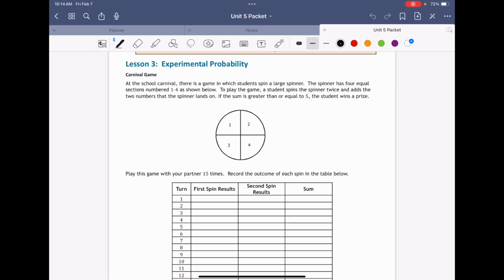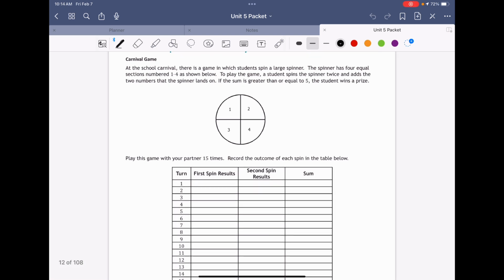You can grab a paper clip and set it up just like we did in lesson 1, and spin the spinner. You're going to spin the spinner 15 times and record the outcomes. You spin once and then twice, add those two values up, and then go to the second turn. The goal is that if the sum is greater than or equal to 5, then the student will win a prize. But for our experiment, we are just trying to get as many results as we can. So I'm going to let you do that.